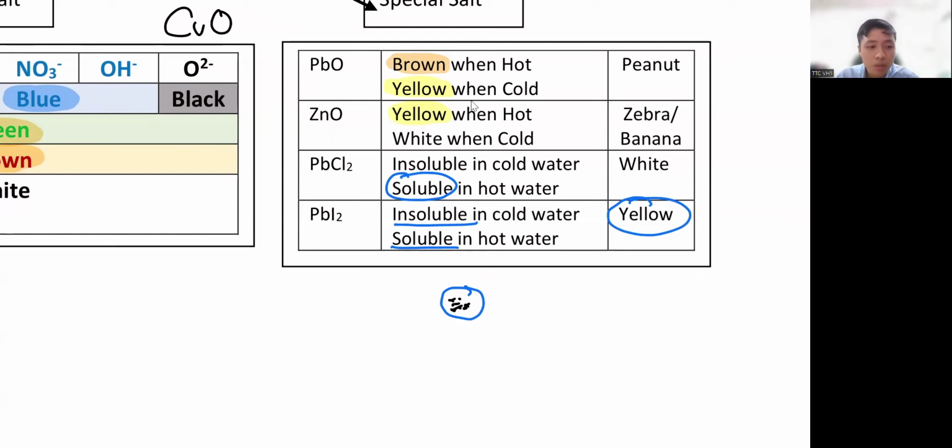PbI2 is a special case, there is also insoluble salt. Consider it's insoluble. PbCl2 insoluble, PbI2 insoluble. Only a special case when they say you heat up, then you dissolve it temporarily and get soluble salt. But in general you consider it as insoluble.